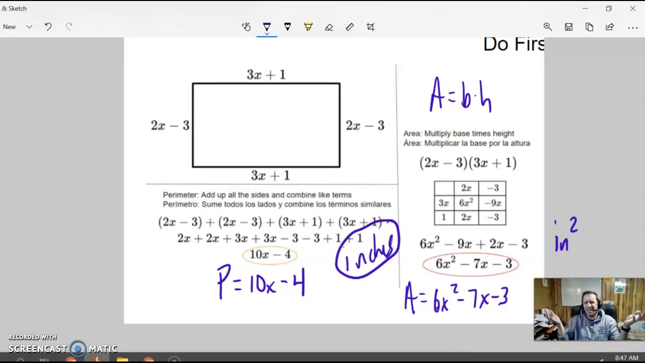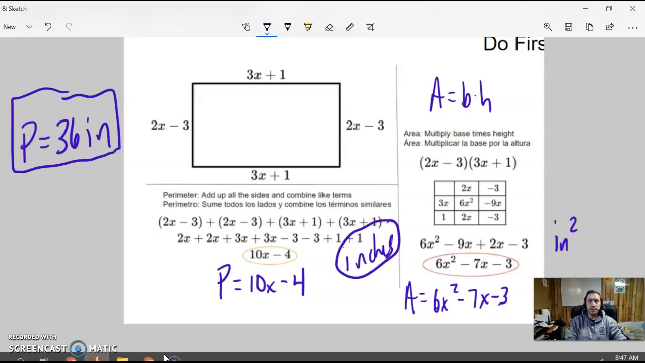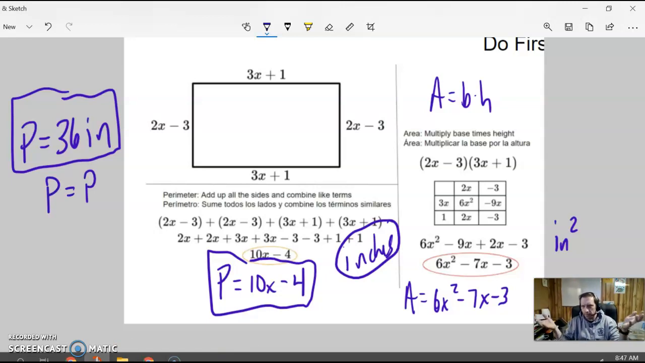Now, you're like, well, how does that help me out? I don't know anything else about this. Well, go back to the first page and you see we also say the perimeter is equal to 36 inches. If I know the perimeter is equal to 36 inches, and I know the perimeter is equal to this expression, 10x minus 4, do you know that we can say the perimeter of the rectangle equals the perimeter of the rectangle? That's kind of a duh statement, but think about it. If I know this is the perimeter and this is the perimeter, we can set them equal to each other.